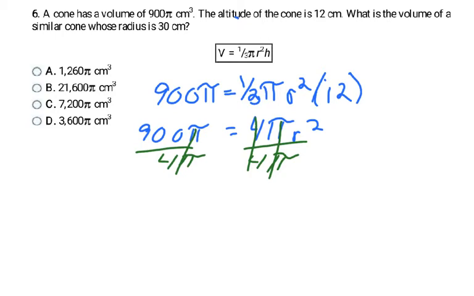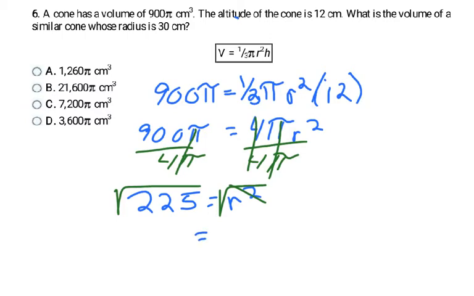And then 900 divided by 4 is 225. And that equals r squared. So I almost have r by itself. The last step is to get rid of the squared by taking the square root of both sides. The square and the square root cancel. And so I'm just left with r. And then the square root of 225 is 15. So now I know that the radius of that first cone is 15.